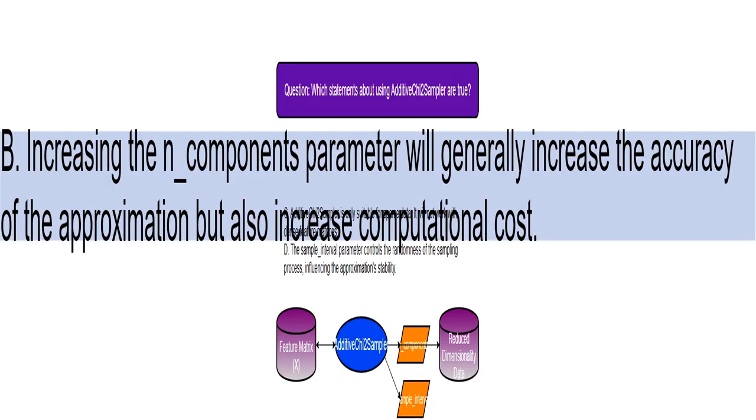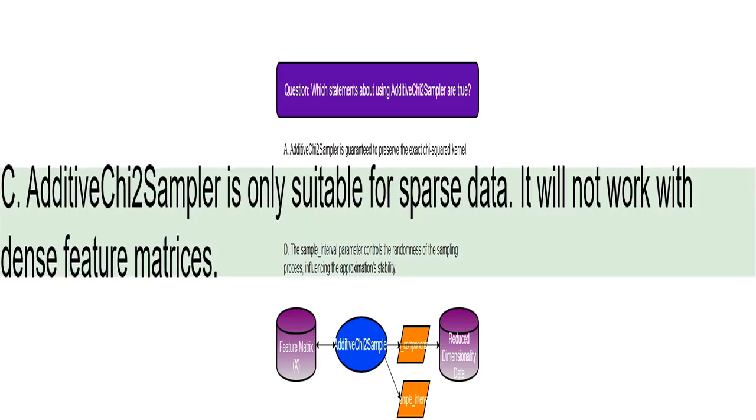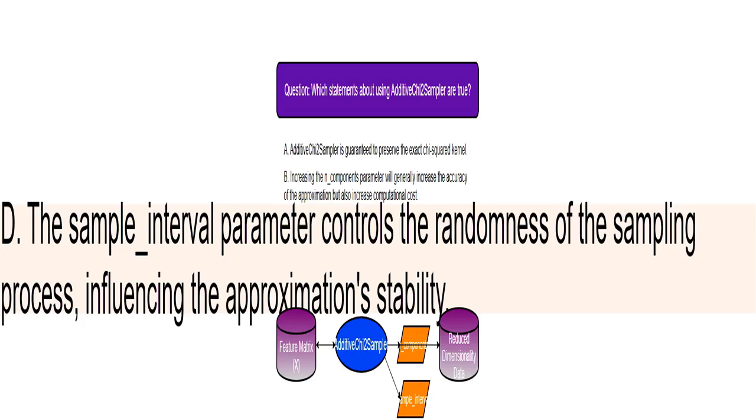This is true. More components mean a better approximation, but it also increases computation time. This statement is false. While efficient with sparse data, AdditiveChi2Sampler works with dense matrices too. This is also true. The sampler-interval parameter impacts the randomness of sampling, which will affect the approximation quality. A smaller interval can lead to a more stable, though potentially computationally expensive, approximation.